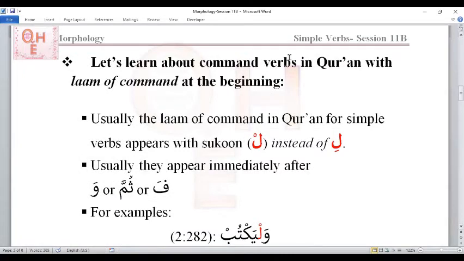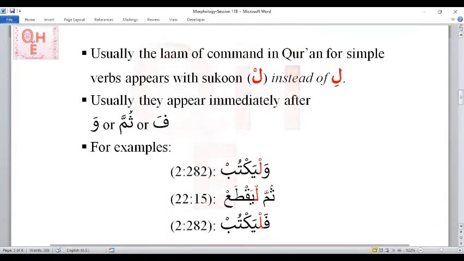Okay, so let's learn about the command verbs that carry lam of command at the beginning. Usually the lam of command in Quran for simple verbs appears with sukun. It appears as a lam sakina instead of lam kasra li. And also usually they appear immediately after waw or thumma or fa. Okay, now let's look into some examples to be more clear, inshallah.